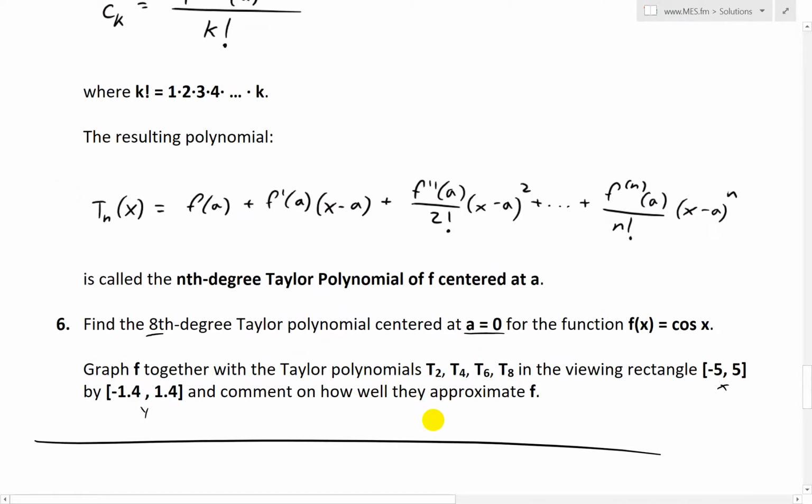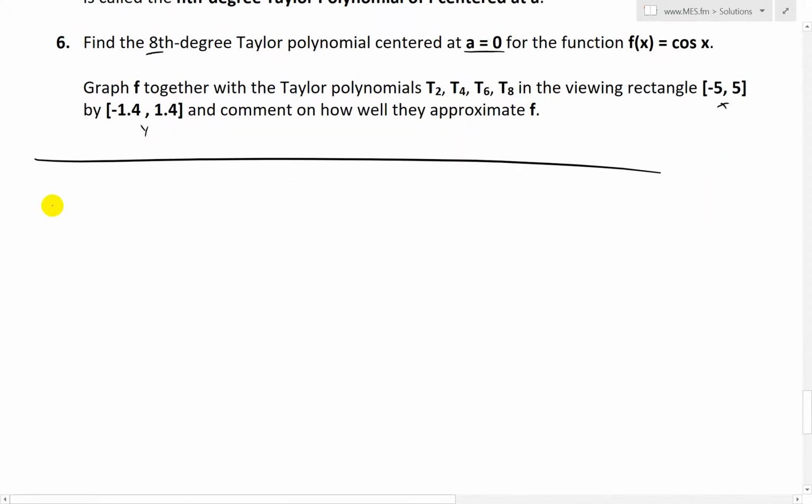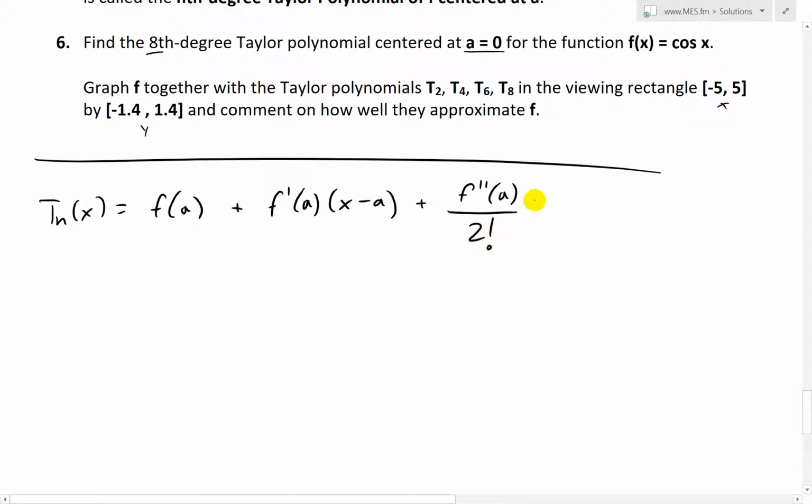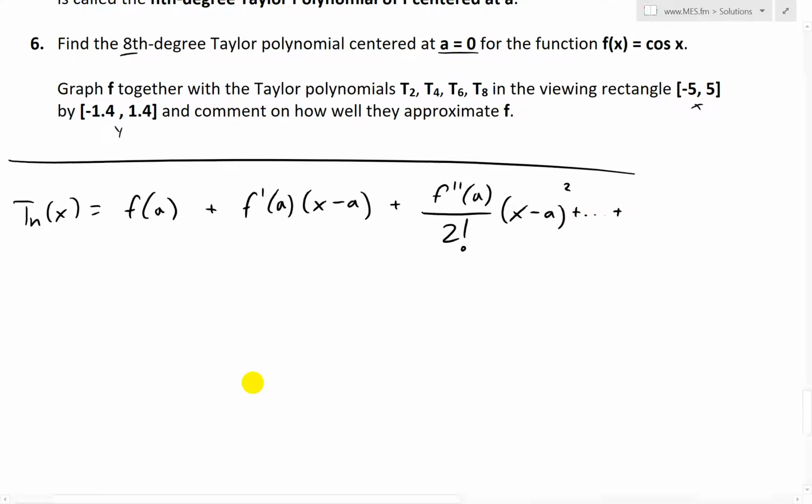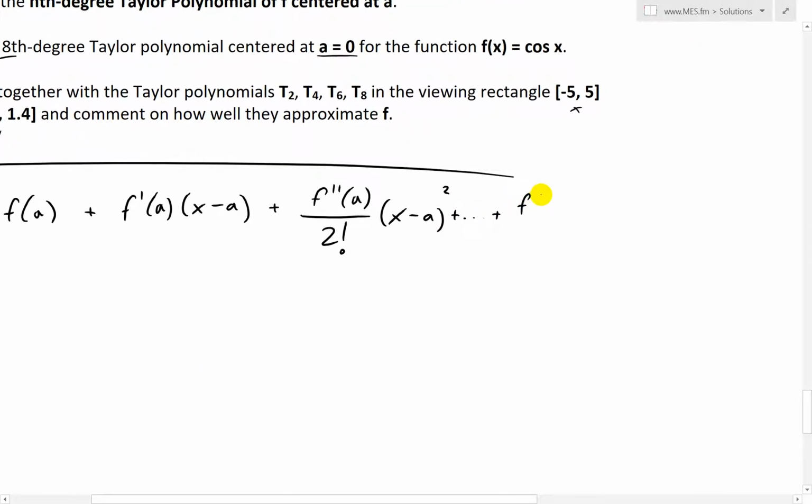First of all, let's write our Taylor polynomial, just a generic one. So we know Tn of x is equal to f of a, plus f prime of a times x minus a, like that. And then we have f double prime of a divided by 2 factorial, then we have x minus a squared, plus it keeps going on and on. And then finally we get all the way up to here, f.